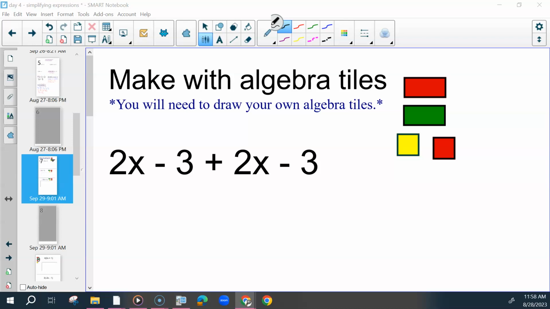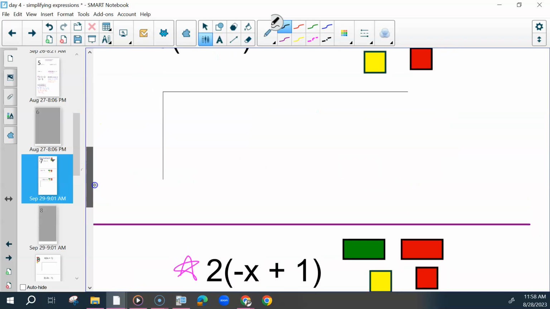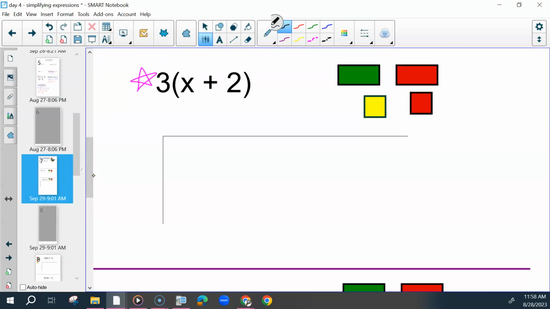So, on this page, but not this one, the next one. I'm going to show you how to do this algebraically. But first, does anyone want to see how it would be done with algebra tiles? Okay. In a moment, if you're done with the algebra tiles, I'll let you put those up. Not right at this second, but in a second.